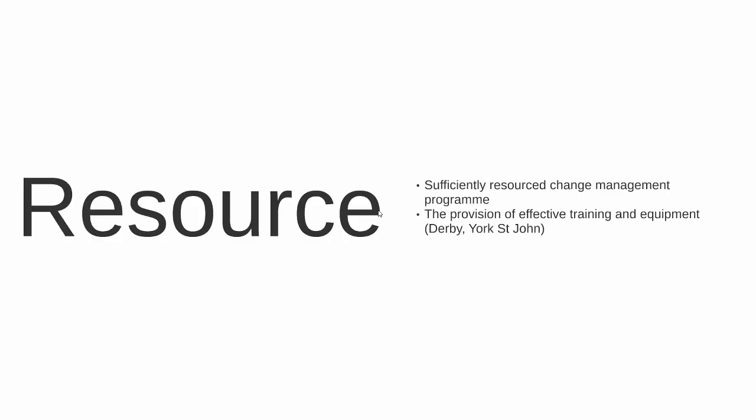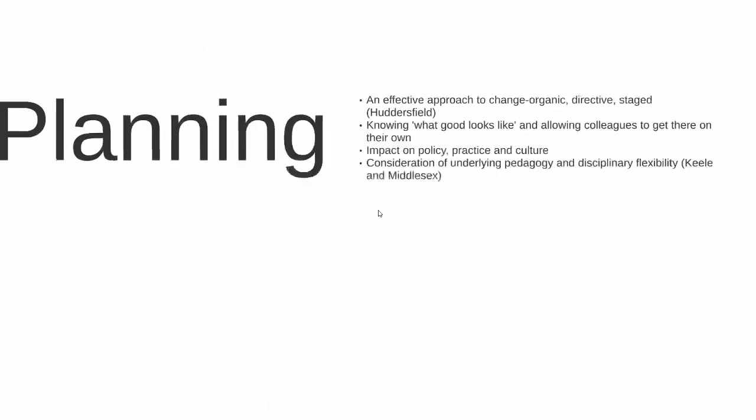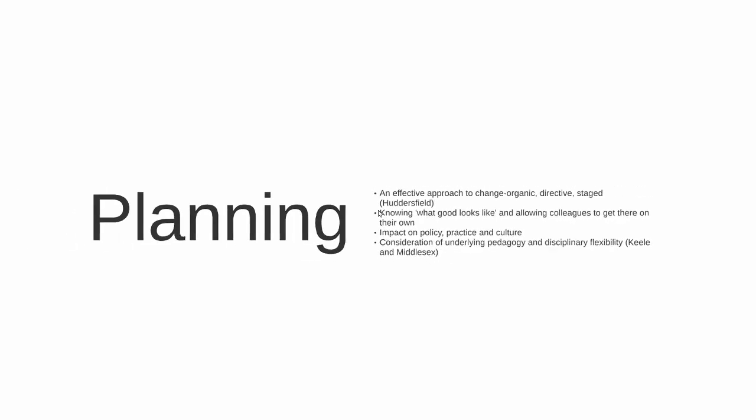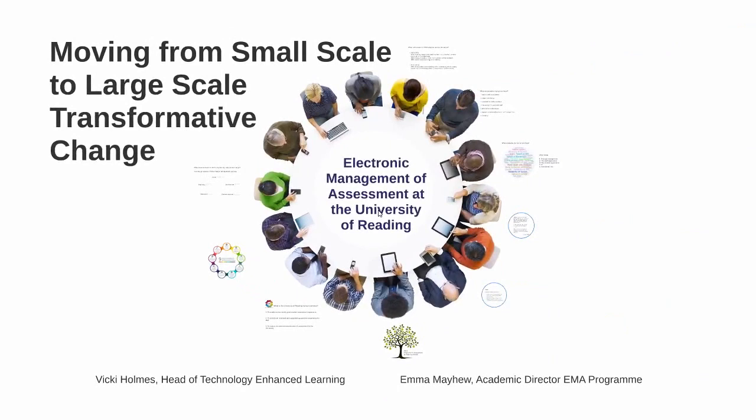In terms of resources, EMA change management must be sufficiently resourced, and on a more granular level, we need to think very effectively about training and equipment. And just finally, in terms of planning, we need to think really carefully about an effective approach to change, whether this is organic change or very directive change. We need to think about knowing what good looks like and allowing colleagues perhaps to get there on their own. As Vicky said, impact on policy, practice and culture, and crucially the underlying pedagogy, which is so important for academic colleagues. Okay, I'll stop there because my time is up.